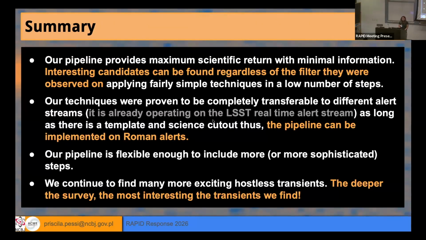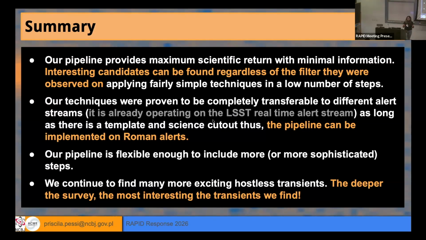I think I talked too fast. So in the morning, we heard a lot about how important it is to have the host to be able to characterize the transients. But okay, we have a lot of transients that don't have an associated host, or at least not one that we can see. So it is interesting that we can do a very simple pipeline that can tell us which are these events, and we can study them further.